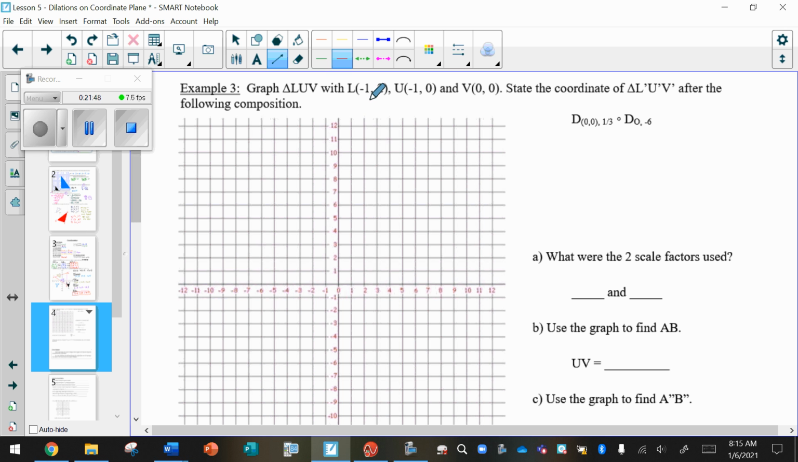So now let's take triangle LBV with the given coordinate points, and I want you to do the composition and restate the coordinates, and then we're going to take a look at what happens when we do consecutive dilations, or 2 dilations in the same composition. So pause the video, complete the dilations, write the coordinates, and then we're going to quickly go through what the results show.